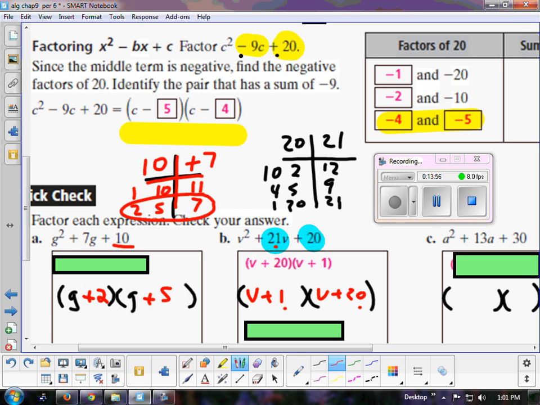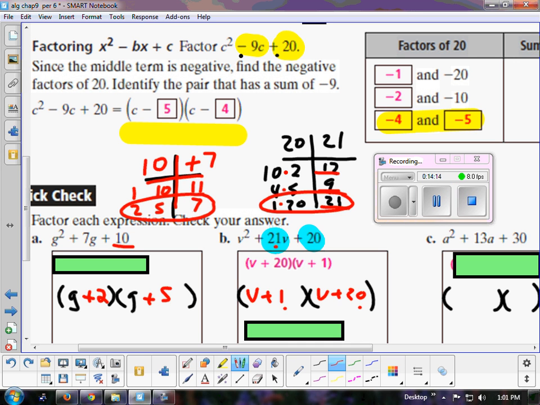Okay, and we want to get into the habit of doing these questions like this. Look at the last number first, find its multiples. So we have 10 times 2, 4 times 5, 1 times 20, and pick the one that matches the middle and use it for your answer.